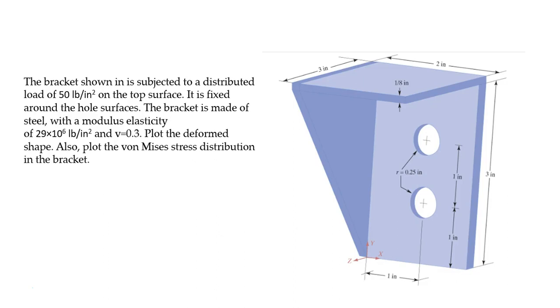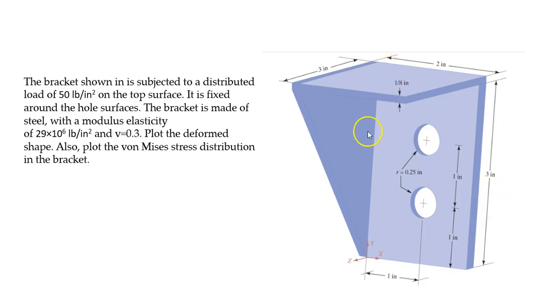the problem as well. Okay, so let us start with this steel bracket that is experiencing a distributive load of 50 pounds per square inch on the top surface of here, and then this bracket is fixed at these two locations here, and we have to figure out the deformed shape, how much deformation this thing is experiencing, as well as our von Mises stresses distribution. So you guys should already be aware about von Mises stresses that we are looking for here. Okay, so first of all, we have to create the geometry of this thing.